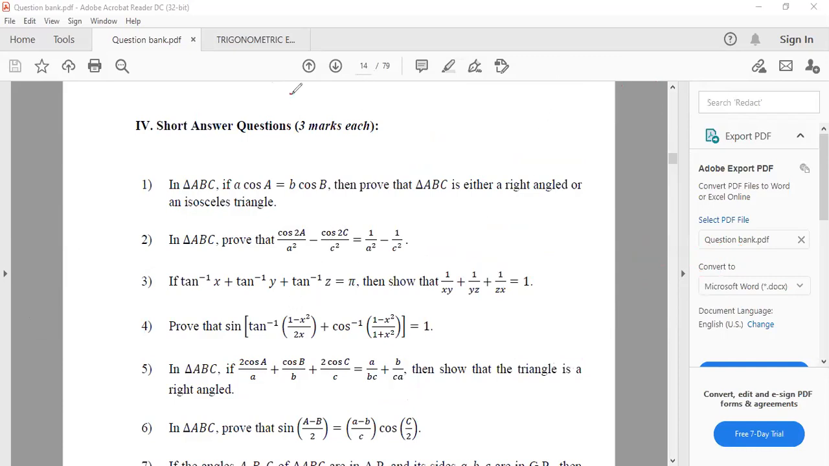Now question number 6. Which side is better to start with? RHS. We'll take RHS because it's more complicated. So which rule are you going to apply here? Sine rule, no? What answer do you want? You want only A and B. C नहीं चाहिए.